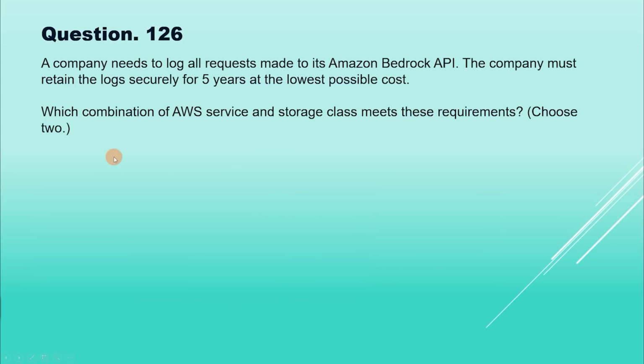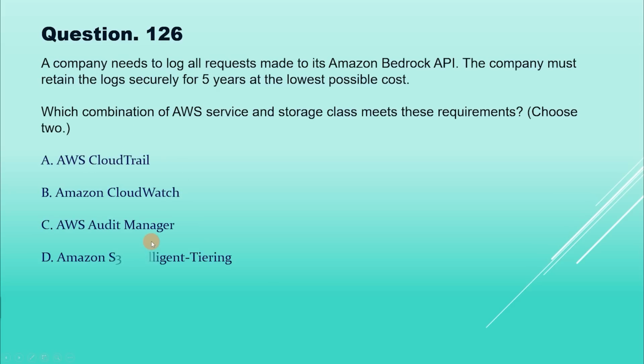Now question number 126. A company needs to log all requests made to its Amazon Bedrock API. The company must retain the logs securely for 5 years at the lowest possible cost. Which combination of AWS service and storage class meets these requirements? Choose two. Here are the options: AWS CloudTrail, option B Amazon CloudWatch, option C AWS Audit Manager, option D Amazon S3 Intelligent Tiering. And the requirement of the question is that at the lowest possible cost, it should secure the logs for 5 years. So it must be quite easy for you, but you can take your time still.